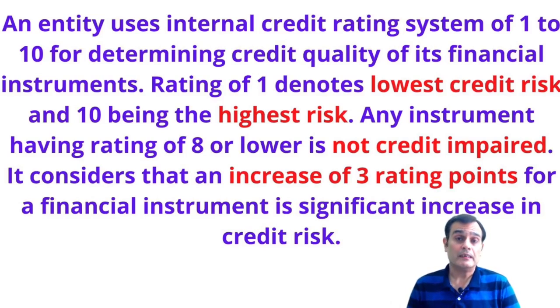They've also decided that if any instrument gets a rating of 8 or less, it is not credit impaired. So if the credit rating is 8 or below, it's not credit impaired, but if it is 9 or 10, it's credit impaired. Now, the moment you say it's 9 or 10, remember you are in bucket 3, that is stage 3. And if you're under a rating of 8 or less, then you're either in bucket 1 or bucket 2. But 10 is the highest rating and 1 is the lowest rating.